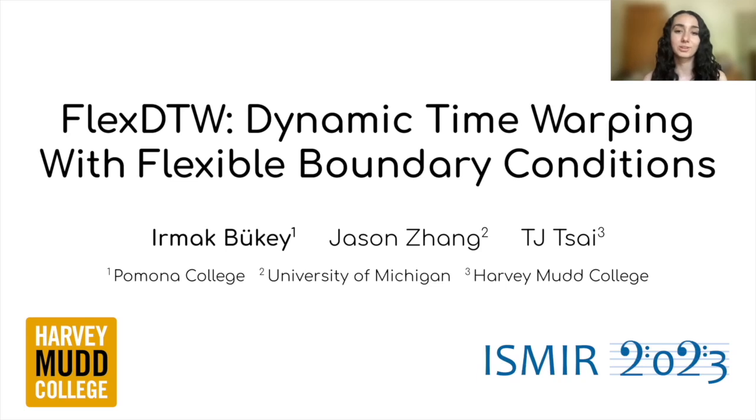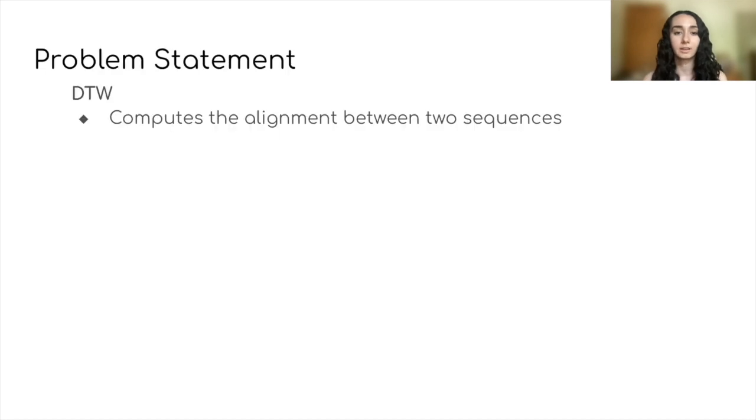Hi everyone, my name is Irmak, and today I'm excited to present to you FlexDTW, a DTW variant with flexible boundary conditions. DTW is a dynamic programming algorithm used to compute the optimal alignment between two sequences, and in MIR-related tasks, that usually means aligning two audio recordings of the same piece of music.